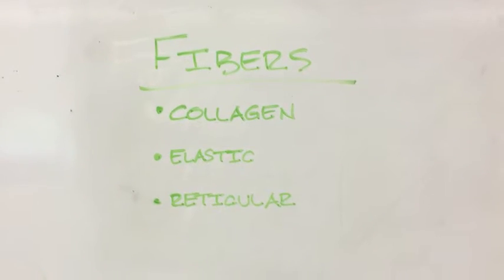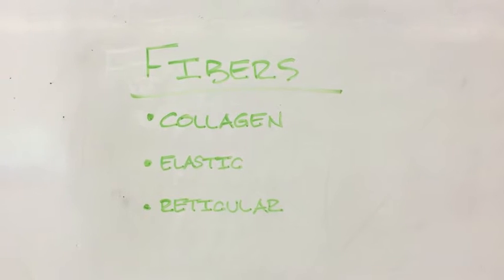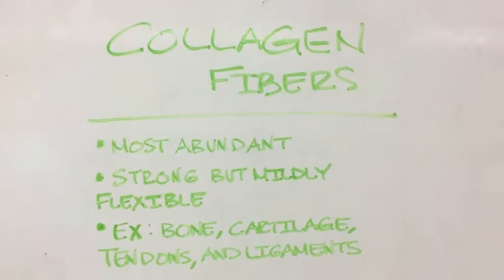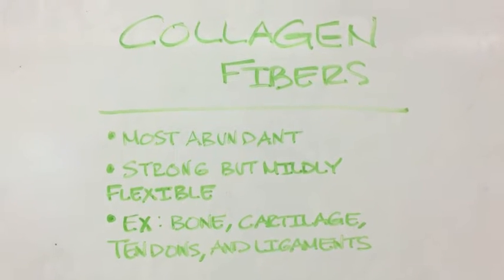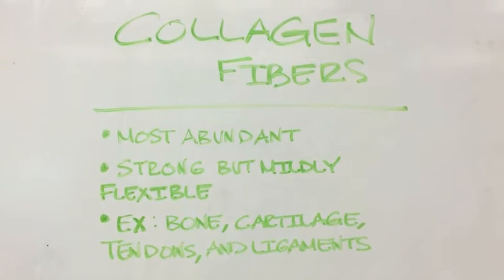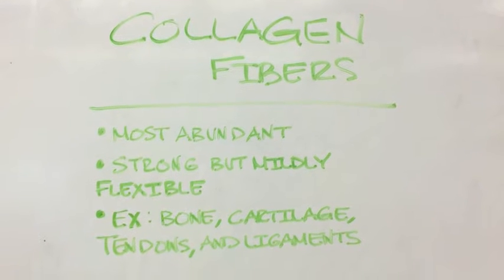The 3 types of non-living fibers that make up connective tissue are collagen fibers, elastin fibers, and reticular fibers. Collagen fibers are the most abundant of the 3 fibers. It is a protein that is strong but mildly flexible. Examples of collagen fibers being used in the body are in bone, cartilage, tendons, and ligaments.